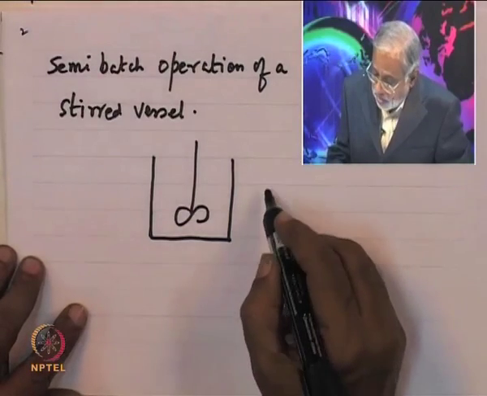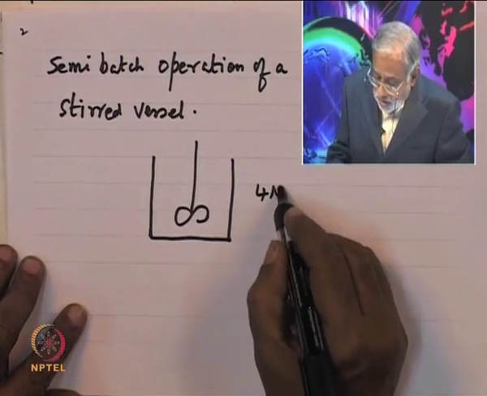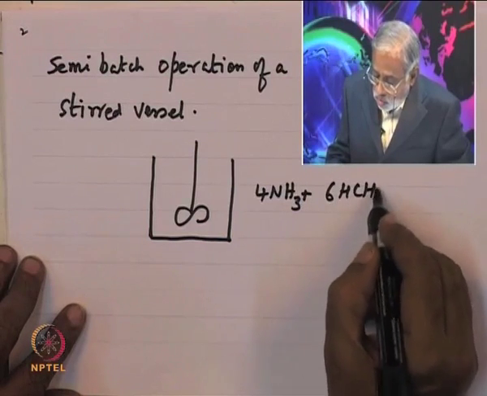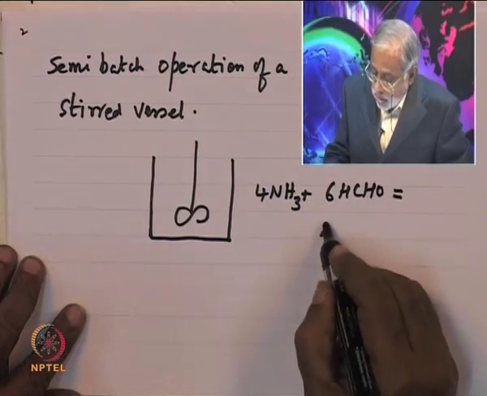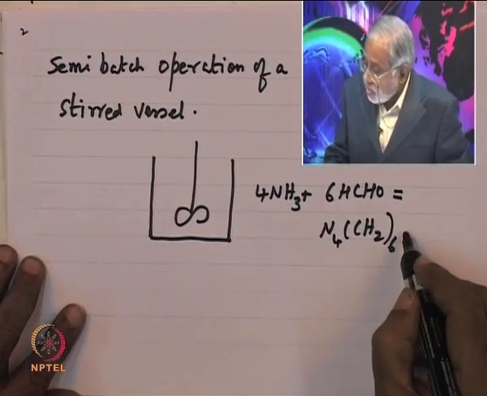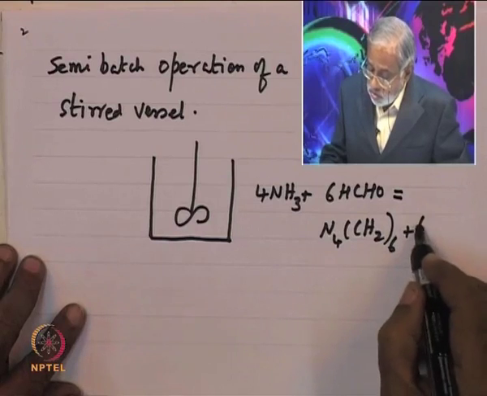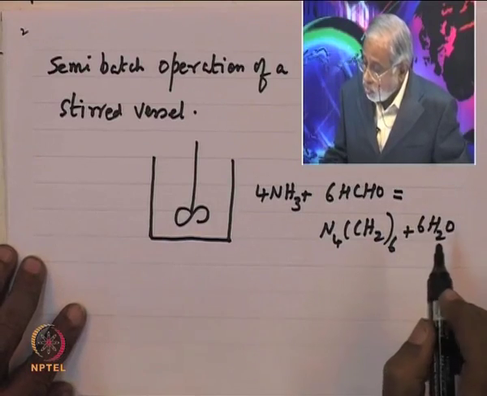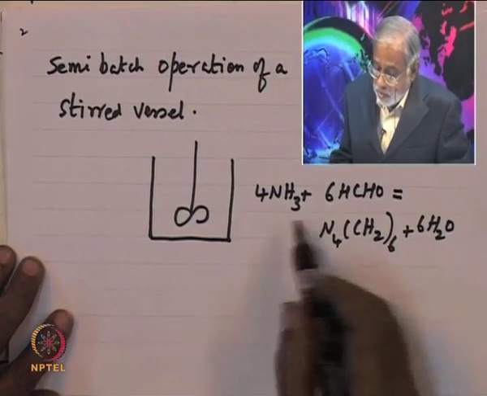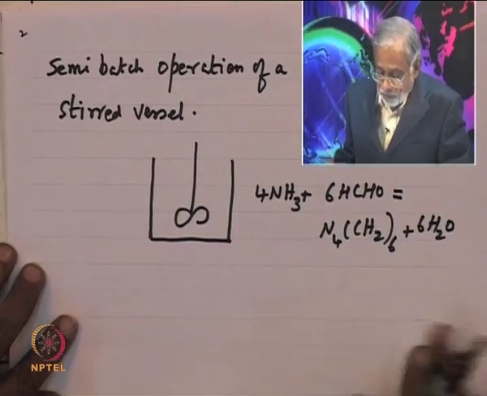The reaction that takes place is 4NH3 plus 6HCHO giving you N4CH26 plus 6H2O. So, this is hexamethylene tetramine, which is made from ammonia and formaldehyde.